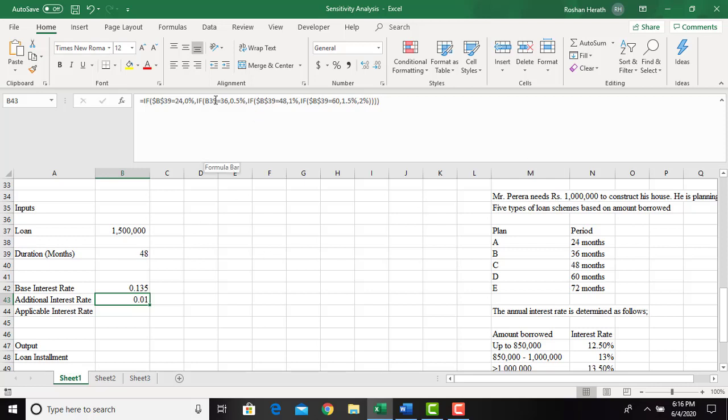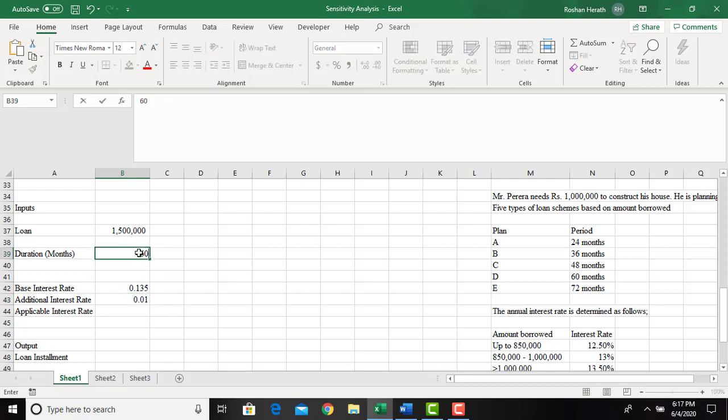Right, let me make this constant. Right, okay, fine. Now it comes as 0.1%. Then let me change it to 60. See, it comes as 0.15%. What if it is 24? It becomes 0. What if it is 36? 0.005. So likewise, now it is made pretty clear that you have taken that correctly.